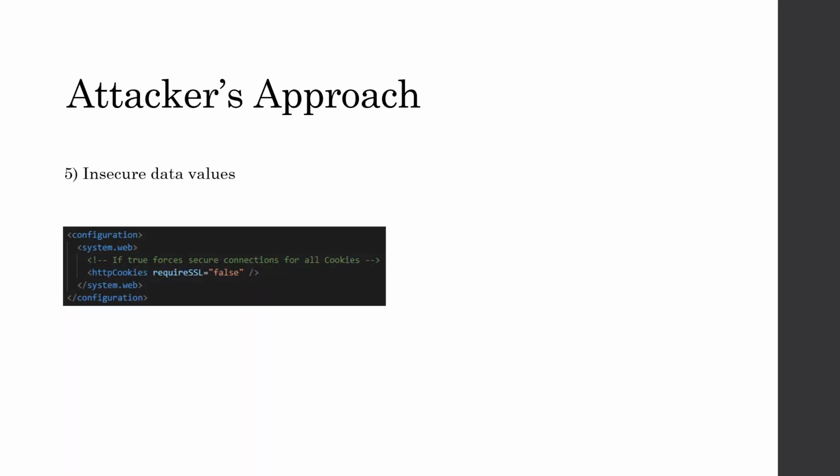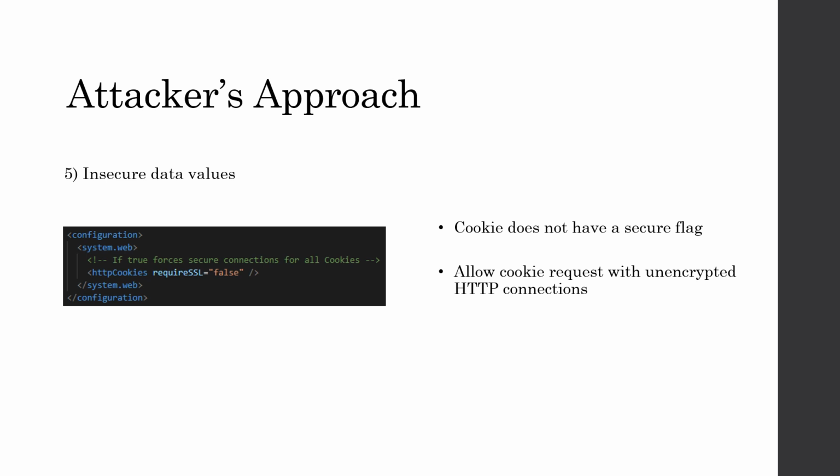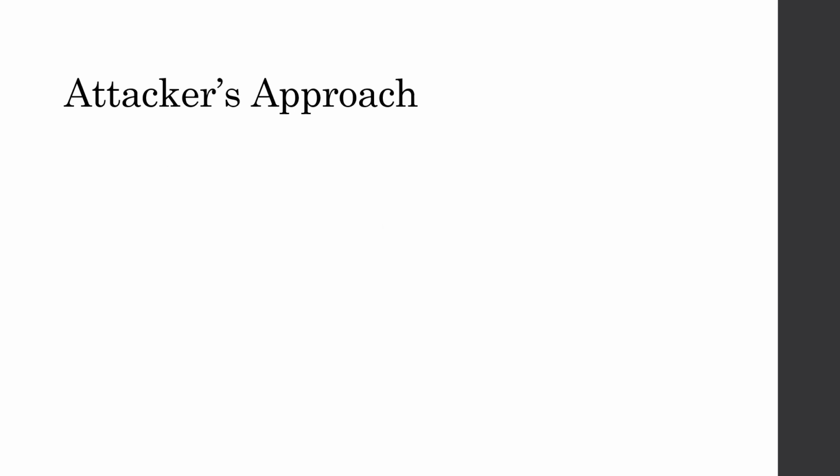Next, this vulnerability focuses on insecure data values. In some frameworks such as ASP.NET, it is not by default required to set a secure flag on the cookies. This will allow the submission of cookies in unencrypted HTTP connections, resulting in the cookies being transmitted in clear text when requesting cookies in any HTTP connections, allowing attackers that can read the network traffic to be able to impersonate the victim with the obtained cookie.